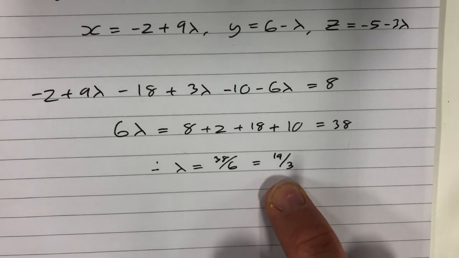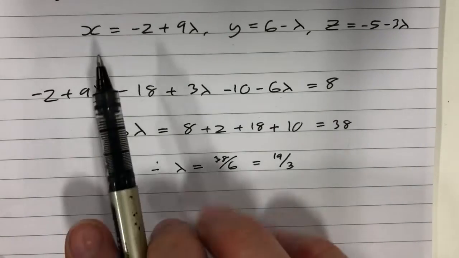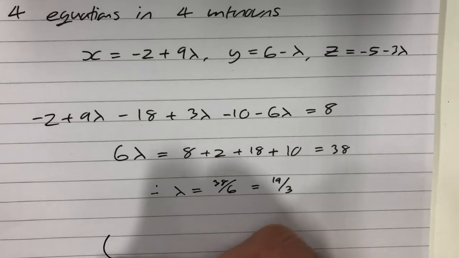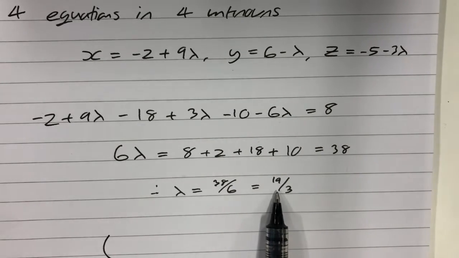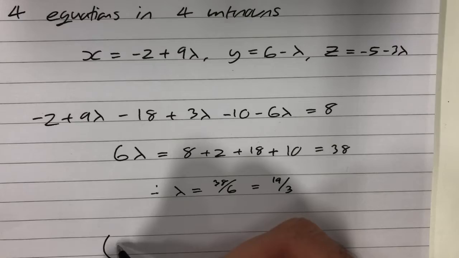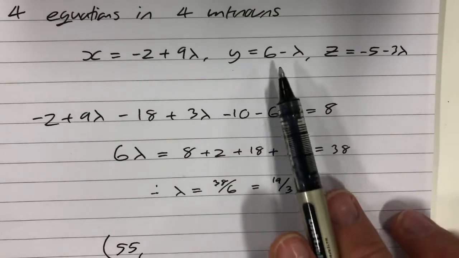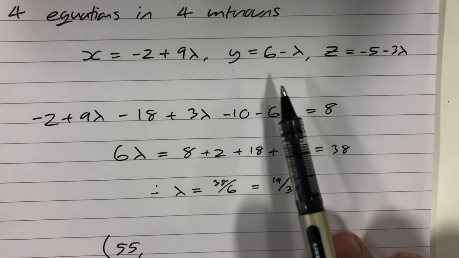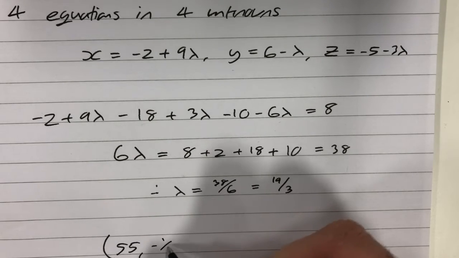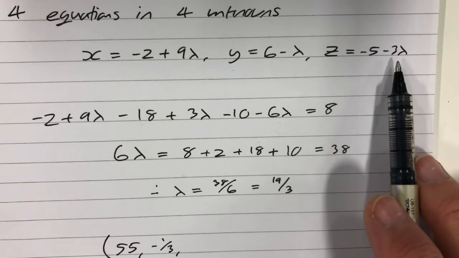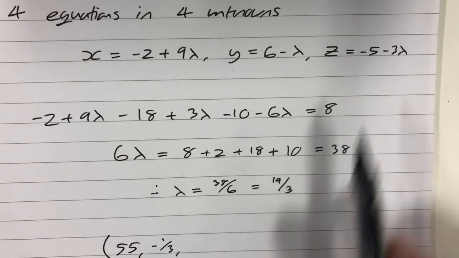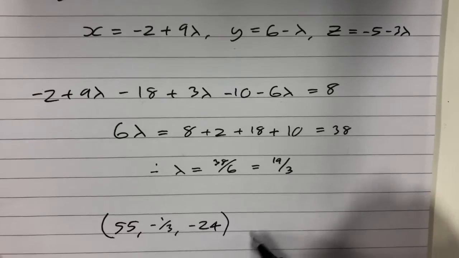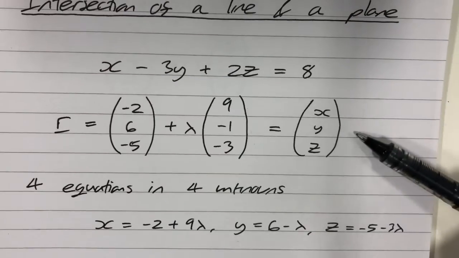Once I get lambda, to find the actual point of intersection, I can take my value of lambda and plug it back into my definitions of x, y, and z. So in this case, x is going to be minus 2 plus 3 times 19, which is 55. Y is going to be 6 minus 19 thirds. Well, 18 thirds is 6. So I've minus an extra third, so that's just minus a third. And then in the z direction, I'd get minus 5 minus 19 gives minus 24. So that's my intersection point of this line and this plane.